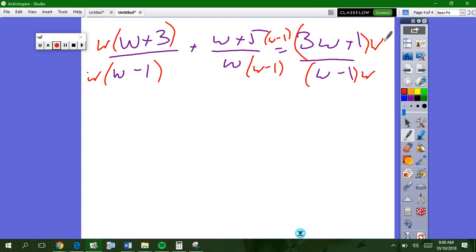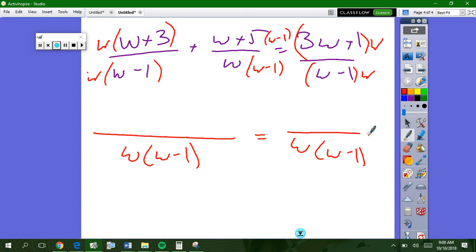Here we go. So what's my common denominator on both sides? W minus 1. Because after I get this done, I can just set them equal to each other, correct? You guys agree? Okay, so I get W squared plus 3W plus W squared plus 4W minus 5.